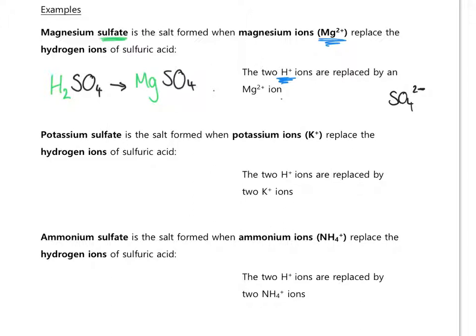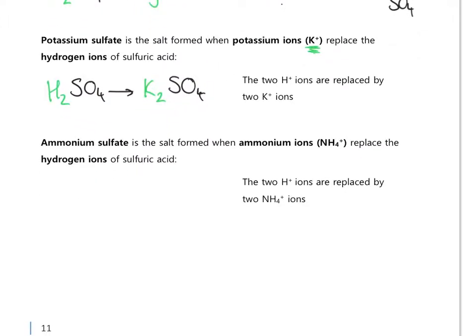Potassium sulfate now. Again, if we look at the formula of sulfuric acid, H2SO4. Potassium this time has replaced hydrogen ions, and it has the same charge as hydrogen ions, so we're going to need 2 of those as well. So K2SO4. You can see that the 2 hydrogen ions have been replaced by potassium.